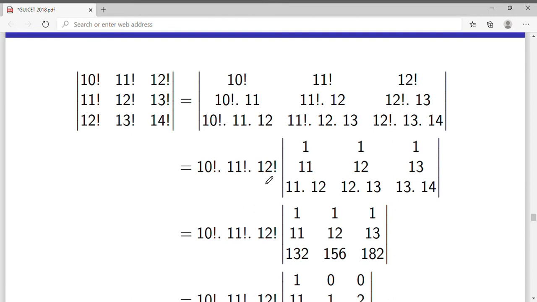After taking these common values outside, write the remaining values in the determinant. Now the first row becomes 1, 1, 1, the second row becomes 11, 12 and 13, and the third row becomes 11 into 12, 12 into 13, 13 into 14. Now keep these values as they are. After multiplication we get this determinant.